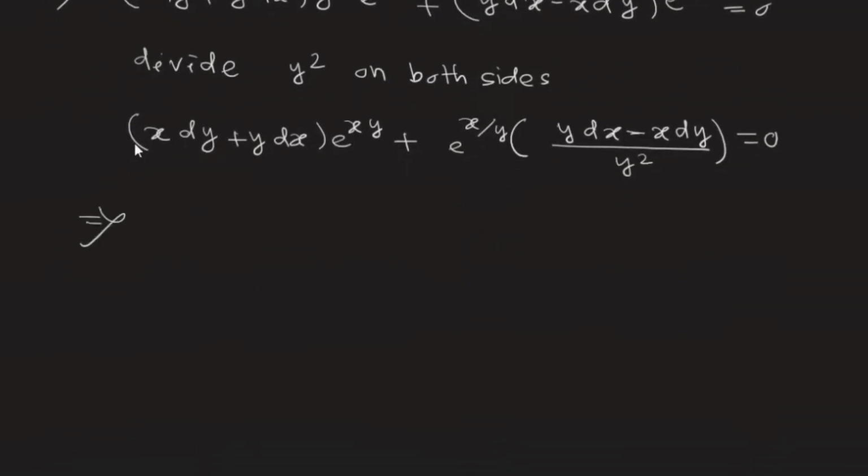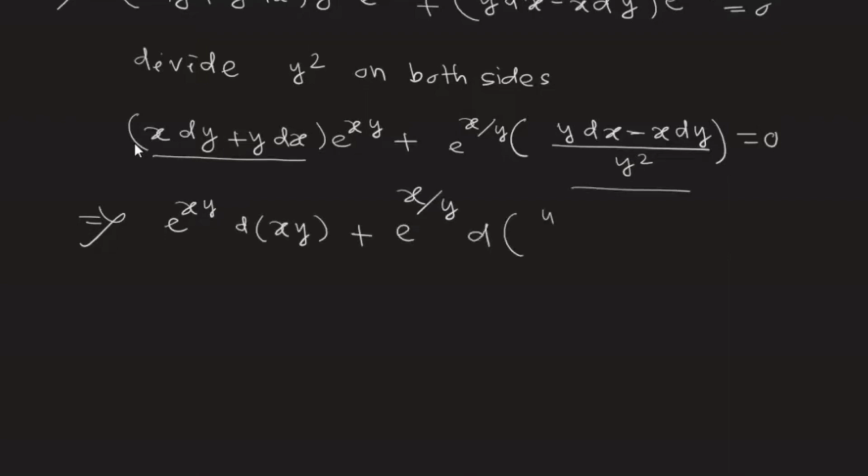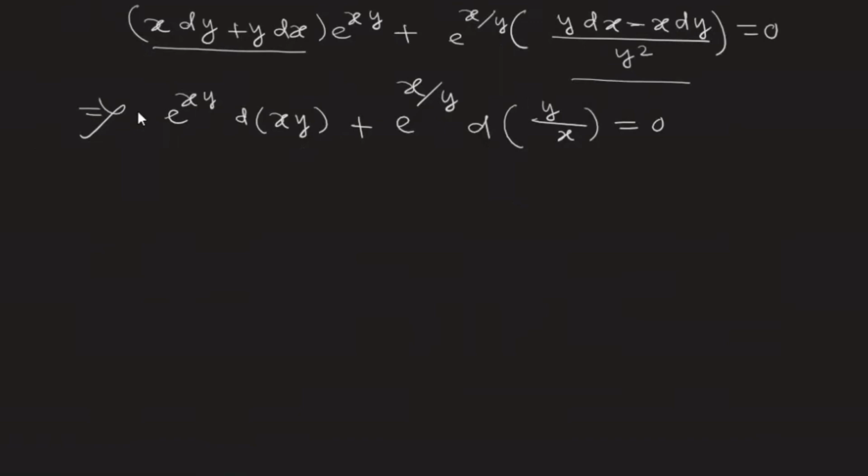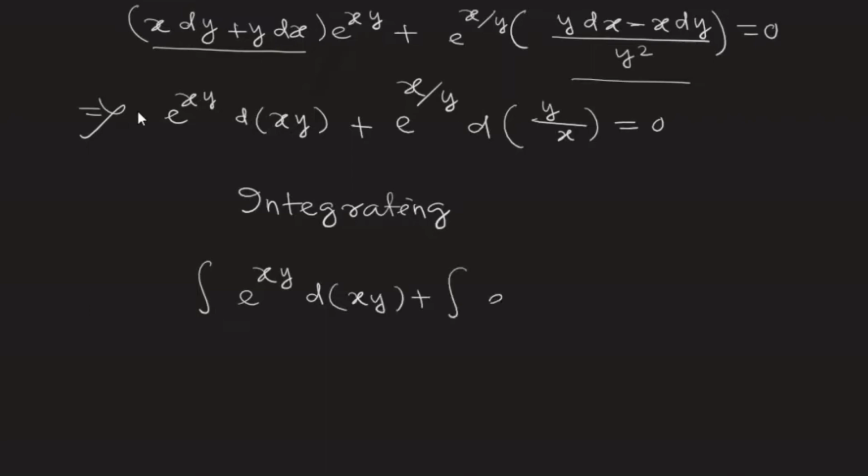The group x dy + y dx is the differential of a product, d(xy), and the group (y dx − x dy)/y² is the differential of a quotient, d(x/y). By substituting these in, our entire complex equation simplifies to e^(xy) d(xy) + e^(x/y) d(x/y) = 0.